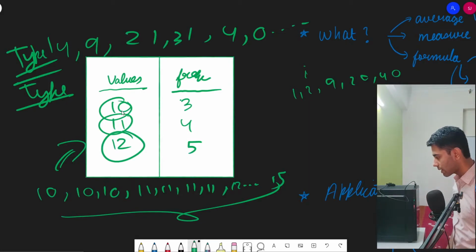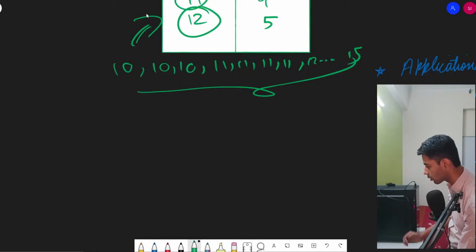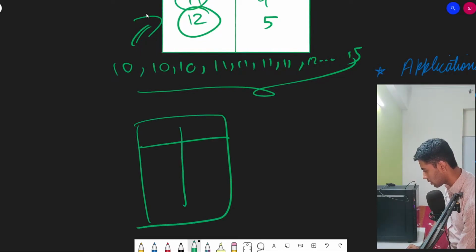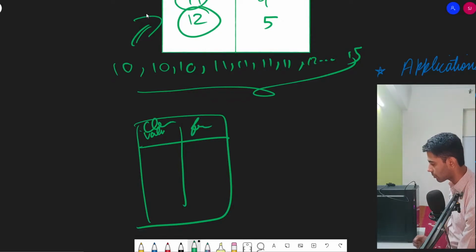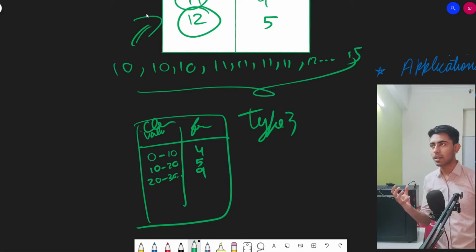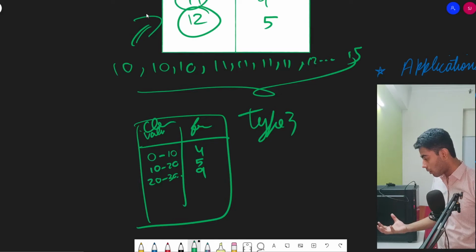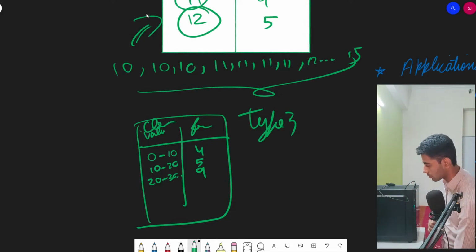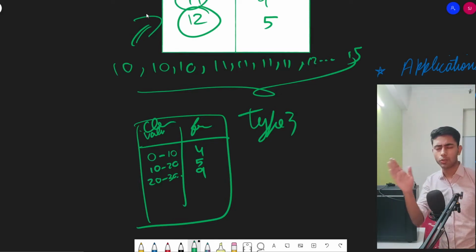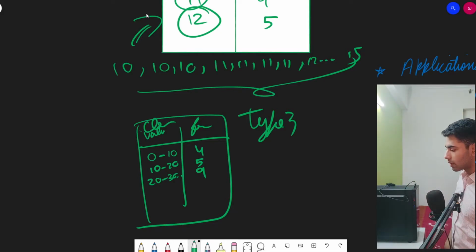this represents my type 2 problem. And if I have data written in a group form, in the form of a table, where these are my values or class intervals, and this is my frequency, and my data will be written as 0 to 10, 10 to 20, 20 to 30 in this form, and here there will be frequencies like 4, 5, 9. So this is my type 3, where my data is in group form, and it is also continuously distributed, that is 0 to 10, 10 to 20. It is continuous. So these are all my different types of data sets.